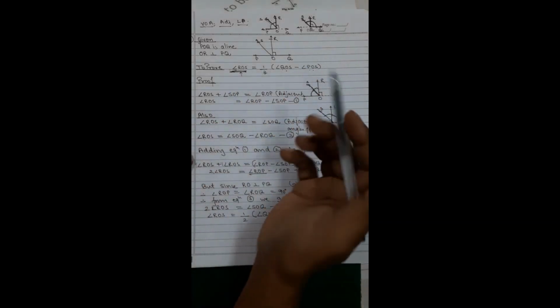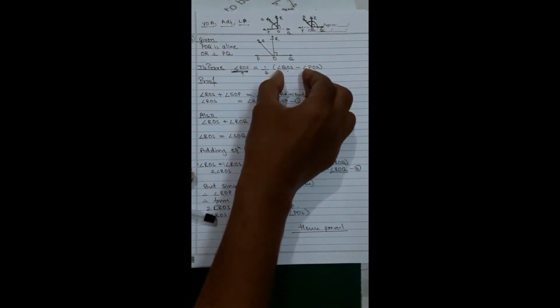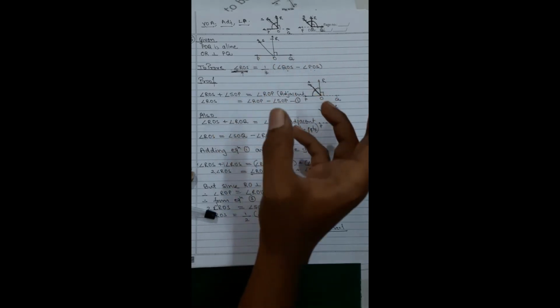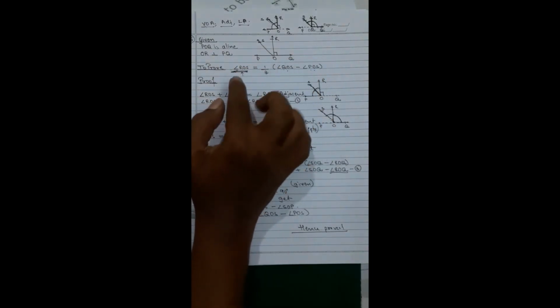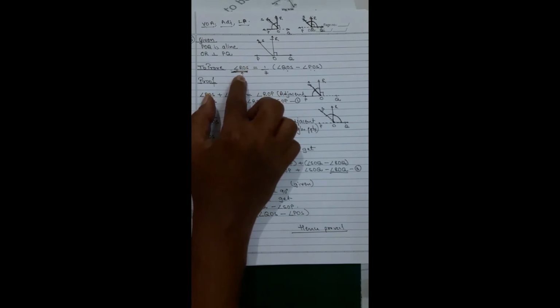I repeat, what is the process of thinking? You have to concentrate on the left hand side or right hand side, whichever is shorter one. Here ROS is a shorter one. Sometimes they may give this over here and ROS over there. Sometimes, even if shorter one is there, you will not be able to involve that shorter one in any property that you have learned.